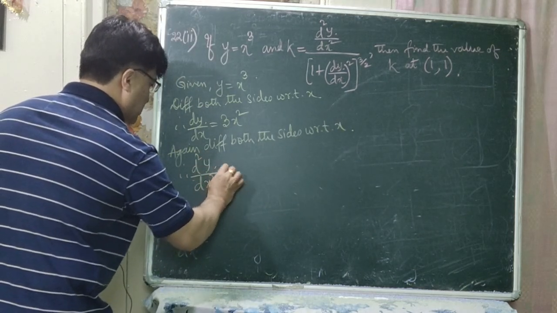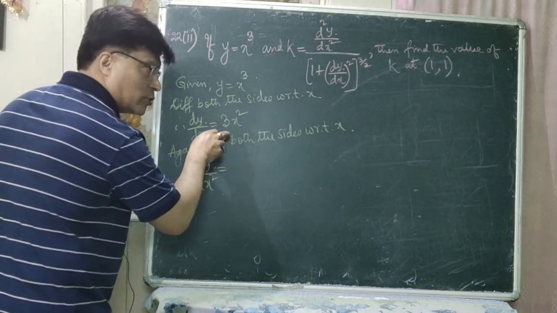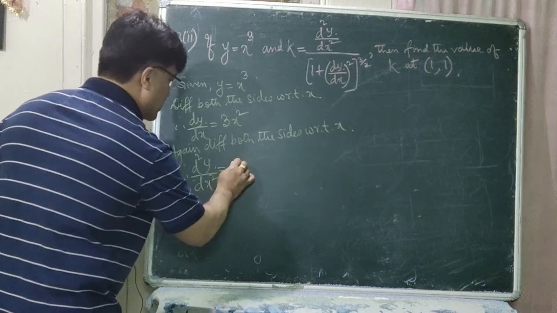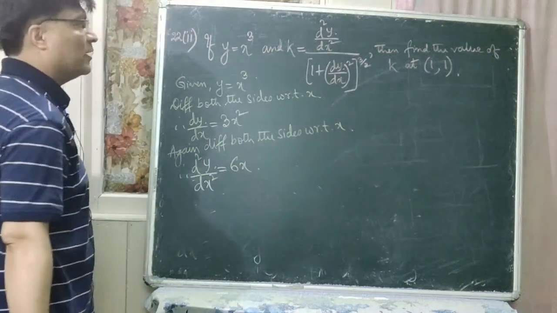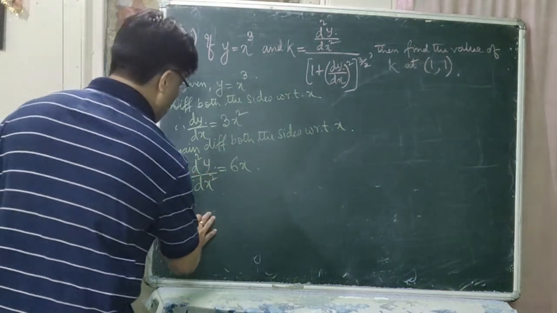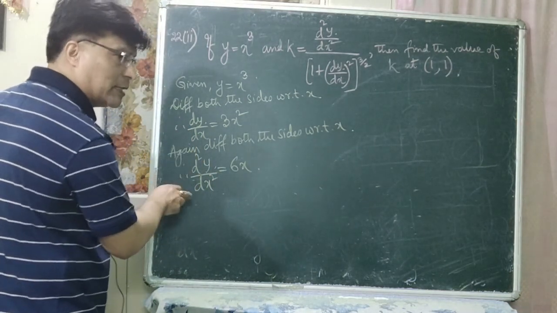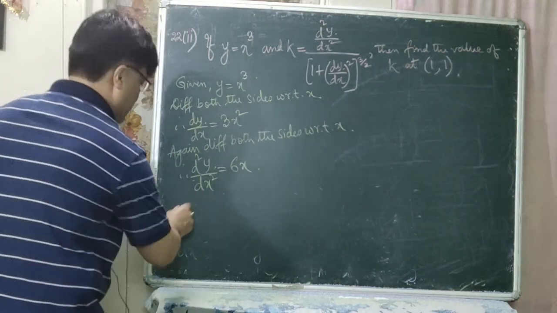So what do we get? d2y by dx square is equal to, how much is it? 3 into the differentiation of x square, 2x, that is your 6x. So we have got the value for d2y by dx square. Is that clear? So next, now let us put these values of dy by dx and d2y by dx square in the second given equation.